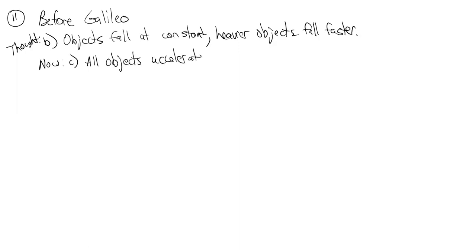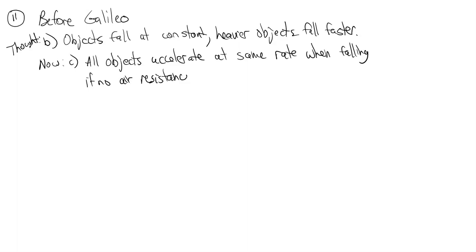Now hold up a second, you say, but what about air resistance? So we can add that little bit to it. They all fall at the same rate when falling if no air resistance. And if there's no air resistance, we call this being in a vacuum. Not that we're in a physical Hoover vacuum, but that we're actually in a place where there's no air.